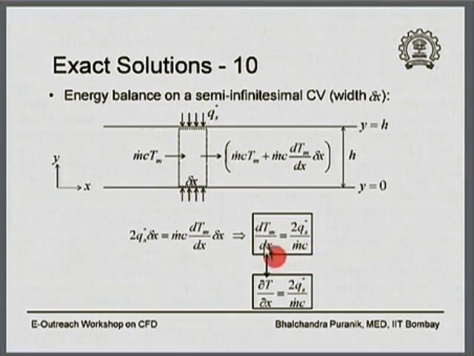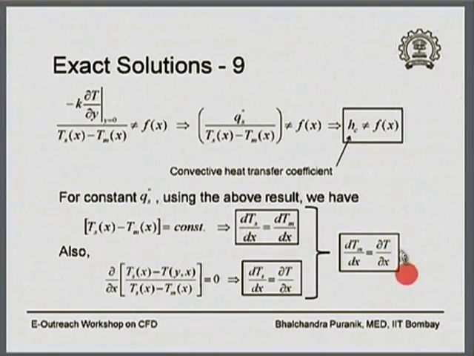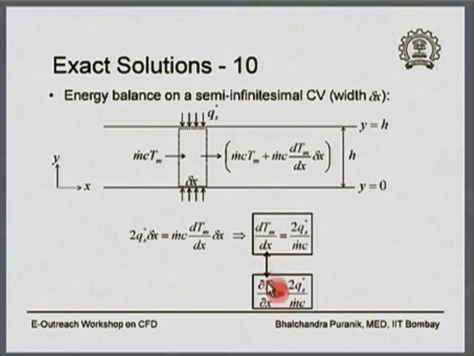And from the previous slide, we had just figured out that the temperature at any given y location is also changing at the same rate as the mean temperature is changing. So I am equating these two again and saying that the partial derivative with respect to x of temperature, which is some general temperature at any y within the fluid, is also equal to 2 times q double prime s over m dot c. This we obtain from the energy balance employed on this so-called semi-infinitesimal CV. Why semi-infinitesimal? Because it is delta x, but the entire span of the channel is chosen.